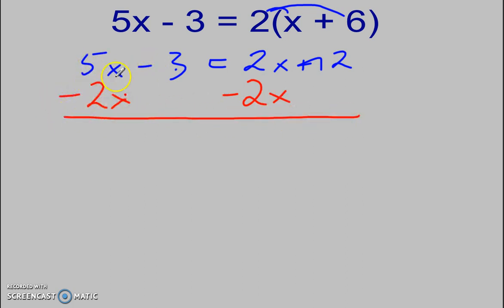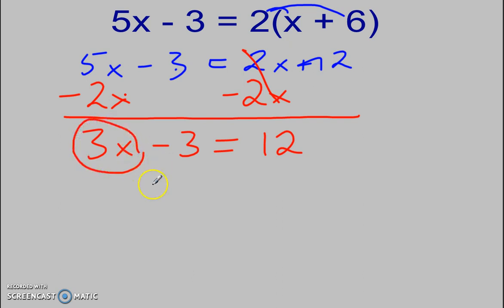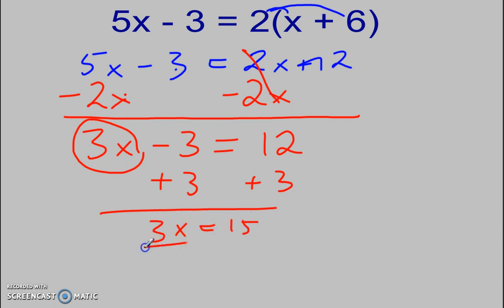Now you don't have to do it this way. You don't always have to eliminate the smaller term, but most of the time it helps. Sometimes it adds an additional step, but most of the time this is useful. Circle the variable term. Eliminate what's outside the circle. 3x is equal to 15. Divide by 3. And x is equal to 5.